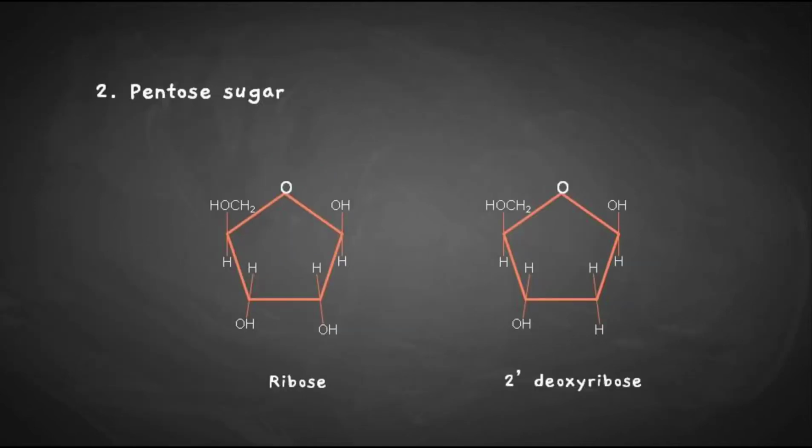The pentose sugar found in a polynucleotide is either ribose or deoxyribose. The difference between these sugars is the presence of a hydroxyl group on the 2' carbon of the ribose, which is absent in the 2' carbon of the deoxyribose. A nucleic acid which contains ribose is called ribonucleic acid, or RNA in short, while the one containing deoxyribose is called deoxyribonucleic acid, or DNA in short.